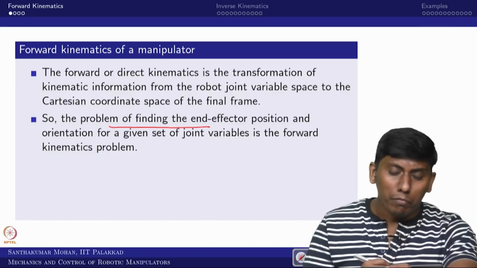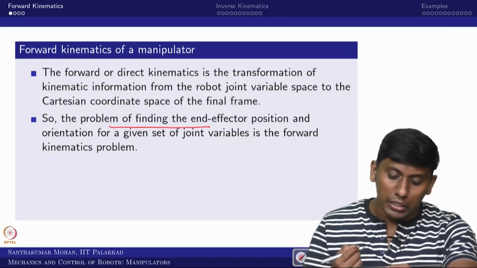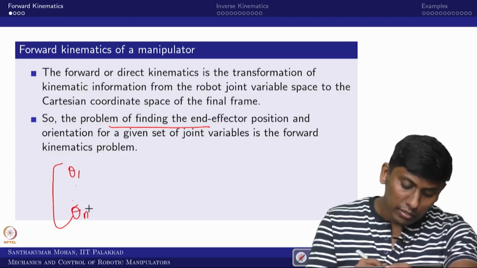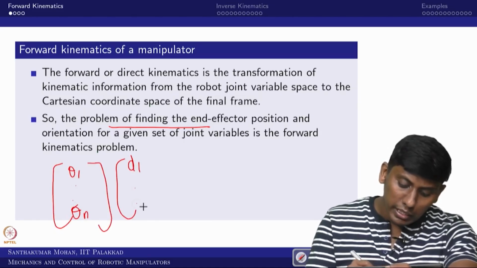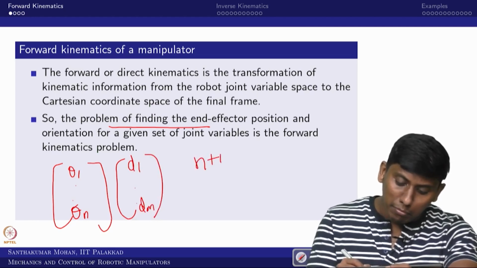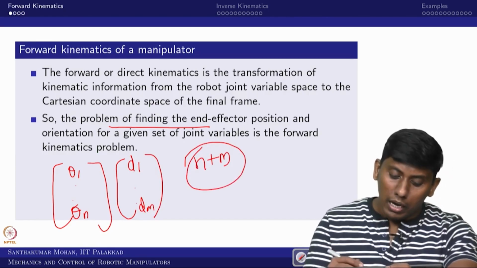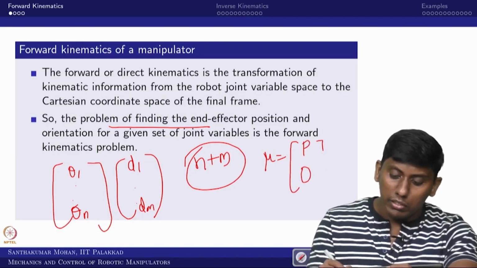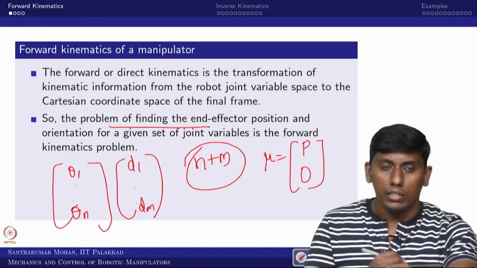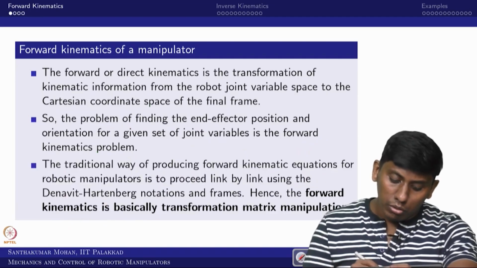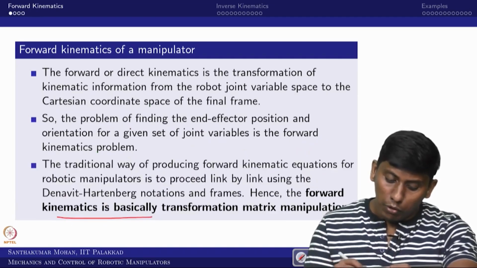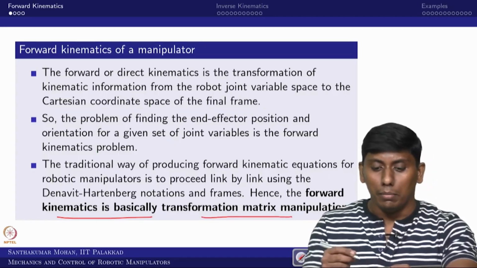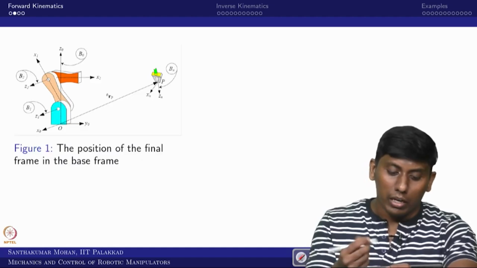This is the problem of finding the end effector position and orientation that we discussed. Here we have theta 1 to theta n and d1 to dm, where n plus m is the total number of joint variables, and these are all given. I am trying to find out the position vector and the orientation information of the end effector. That is very straightforward. Forward kinematics is basically a transformation matrix manipulation. What does that manipulation mean? Simple multiplication.